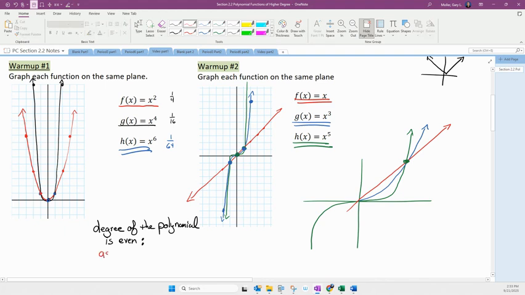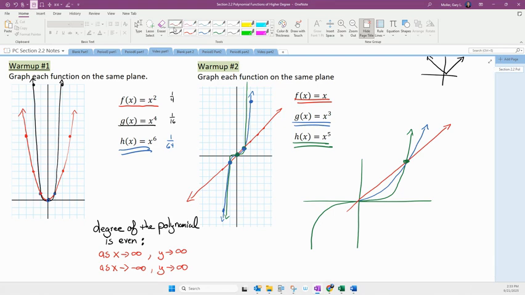So we would say as x goes to infinity, f of x, or y, goes to infinity. So x gets bigger, y gets bigger. As x goes to negative infinity, so now as I move to the left, x gets smaller, what are my y's doing? They're still going up to infinity.